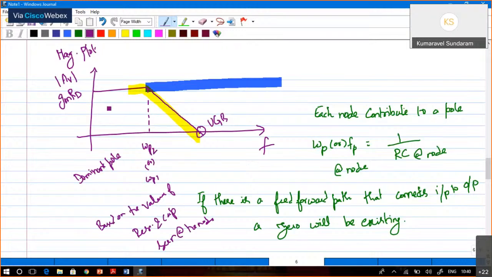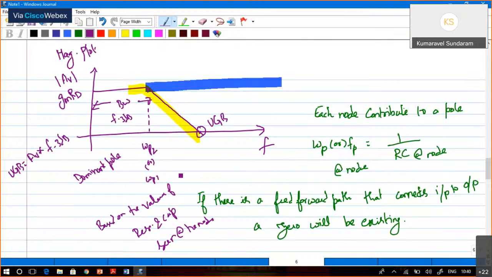This is going to be your bandwidth or F3dB. So we can apply our input signal up to this frequency. Till that frequency only you will have an amplification. Beyond which there will be no amplification. Are you able to follow? So this is the very basic concept.